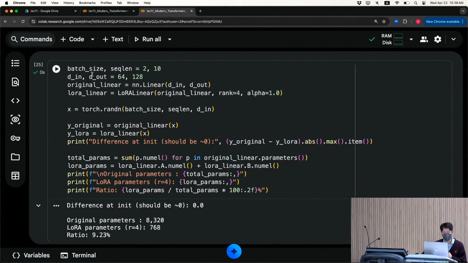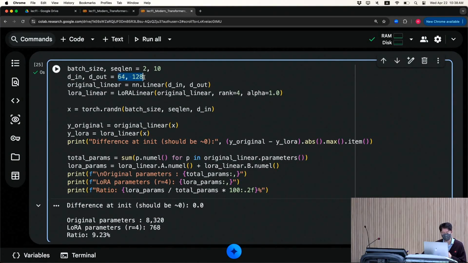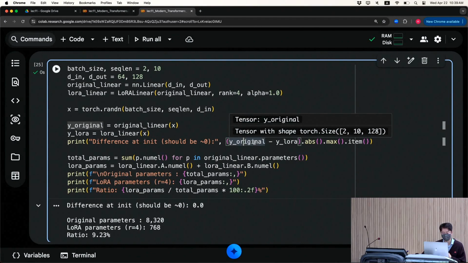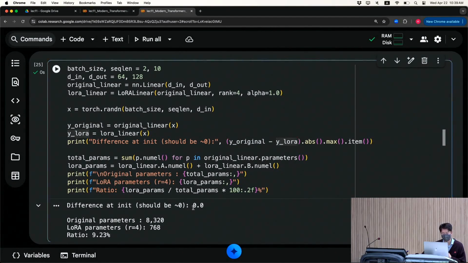Okay, so for D in, D out of 64 times 128, for a rank of 4, meaning we have very skinny and short and fat matrices A and B, so we're only going to use rank of 4. In this setting, it's first checking if there's any difference between the forward pass using the original weight versus LoRA. The difference is 0, like expected, because B is initialized to 0.